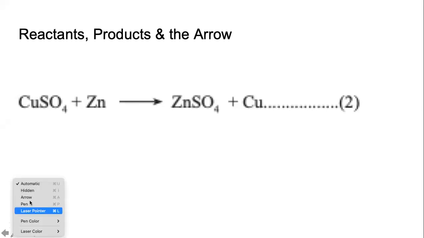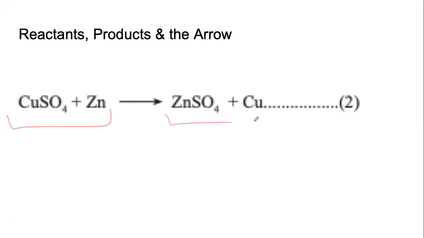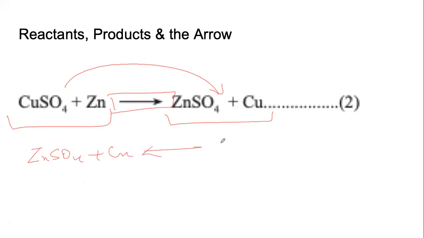First rule is reactants are written together, products are written together, and they are separated by an arrow. The arrow shows us the direction of the reaction. It tells us that these are the reactants and these are the products. That's all it means. Now, someone may ask, sir, can we write it like this? ZnSO4 plus Cu, reverse arrow, CuSO4 plus Zn. Can we write like this? Yes, we can. Do we write like this? No, we don't.